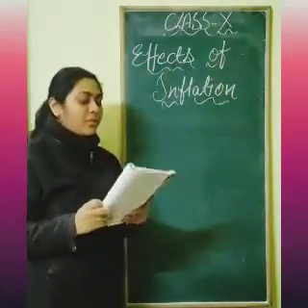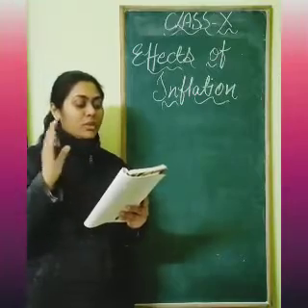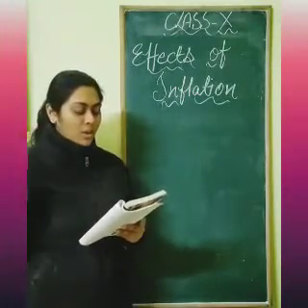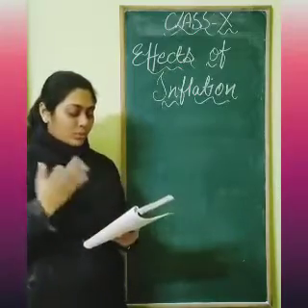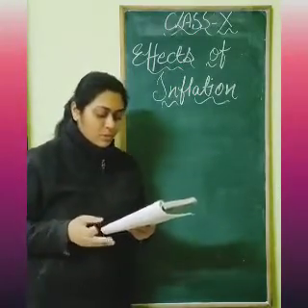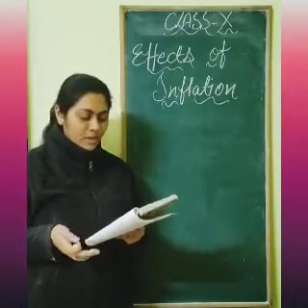Now we have a few effects of inflation: effects on production, effects on distribution of income, and other effects. Now what is the effect of inflation on production? What will happen? First is misallocation of resources and disrupted price mechanism.